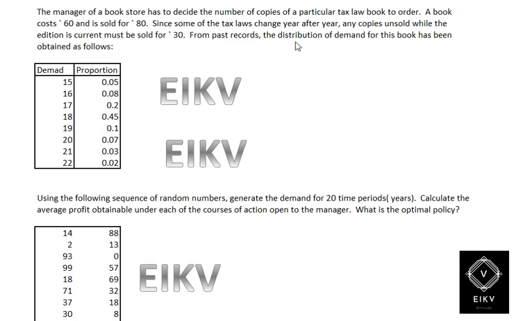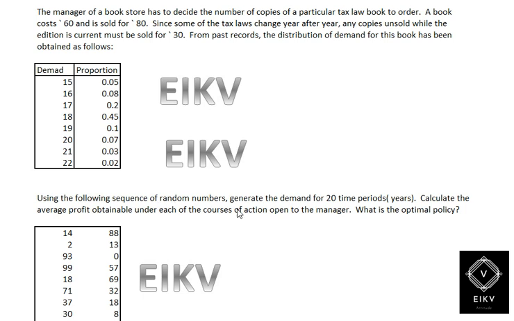From past records, the distribution of demand for this book has been obtained as follows. We have the demand and proportion: 15 is 5%, 16 is 8%, 17 is 20%, 18 is 45%, 19 is 10%, 20 is 7%, 21 is 3%, and 22 is 2%.